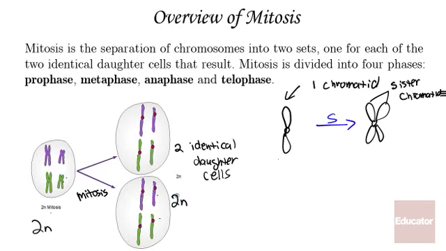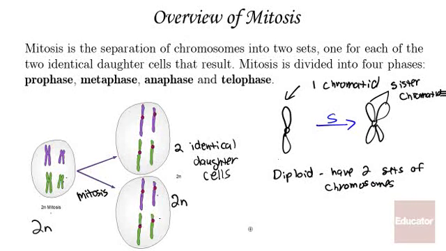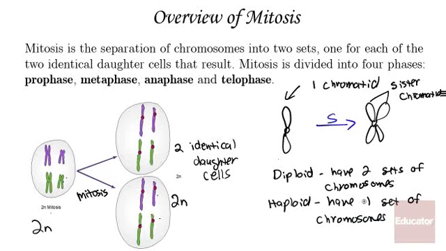Well, there are 2 different types of cells that exist in terms of chromosome number. Diploid cells have 2 sets of chromosomes. Haploid cells have only 1 set of chromosomes. In mitosis, chromosome number is conserved.